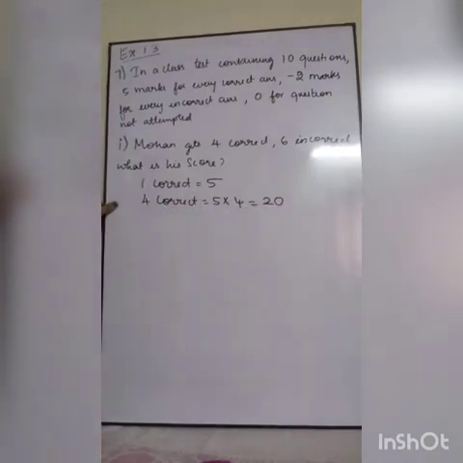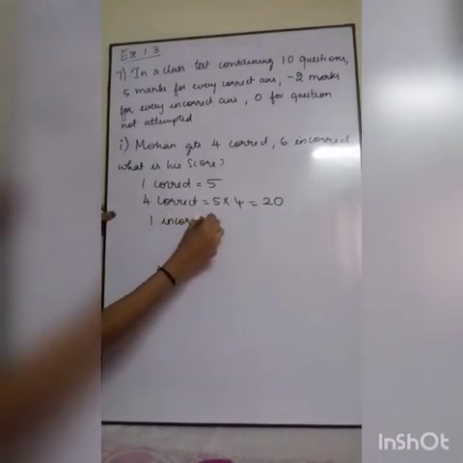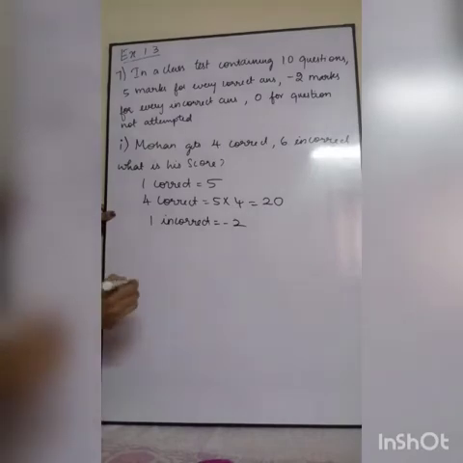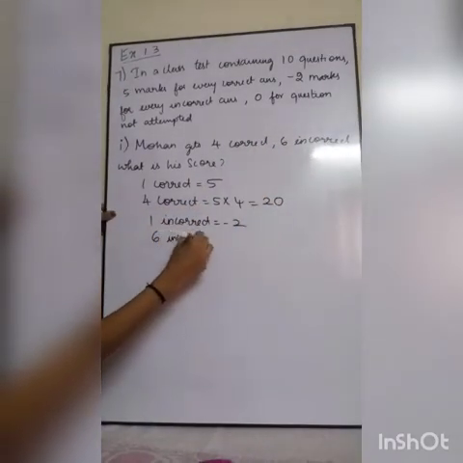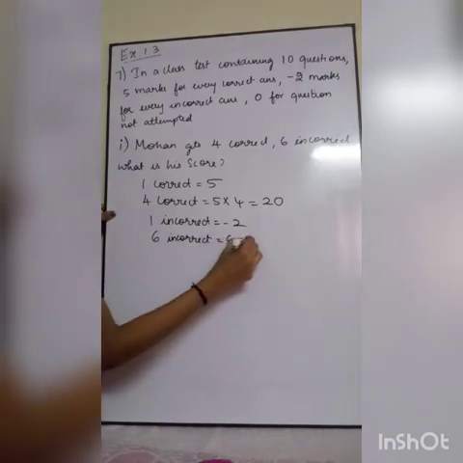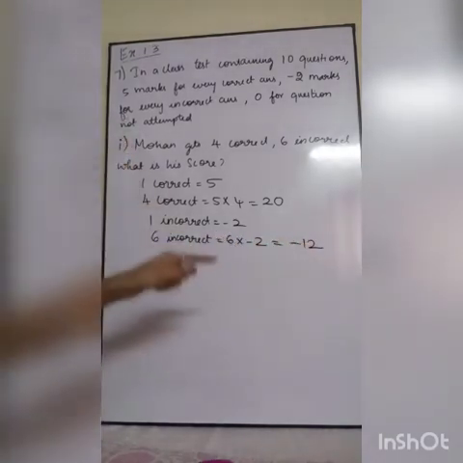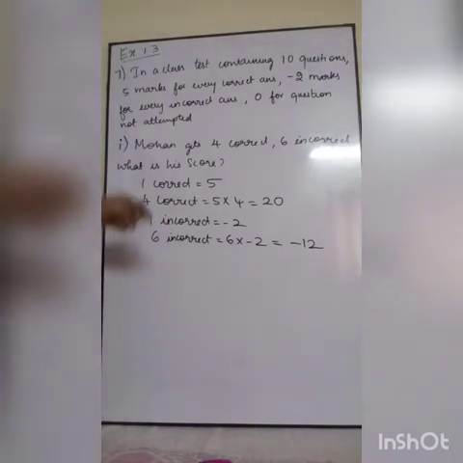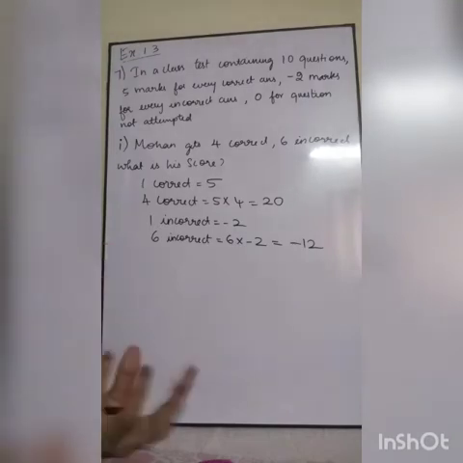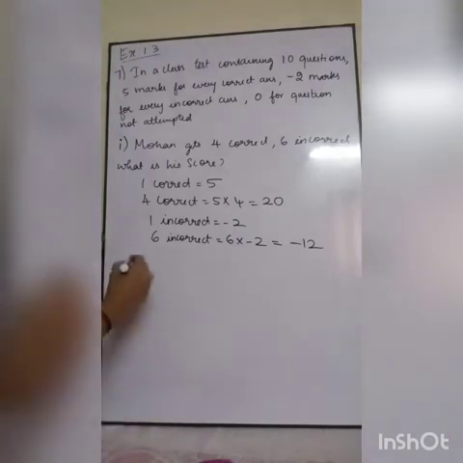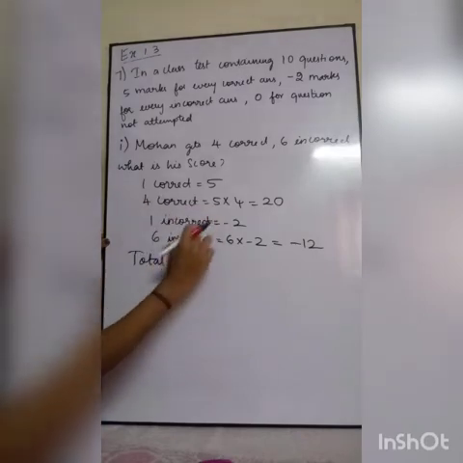Correct? Next, 1 incorrect answer, how many marks? Minus 2 marks, right? Then for 6 incorrect answers, 6 into minus 2, minus 12. Now what is his score? Score means what? You should add the correct answer marks and the incorrect answer marks. If you add all those things, you will get the total score, right? So total score is correct answer plus incorrect answer.